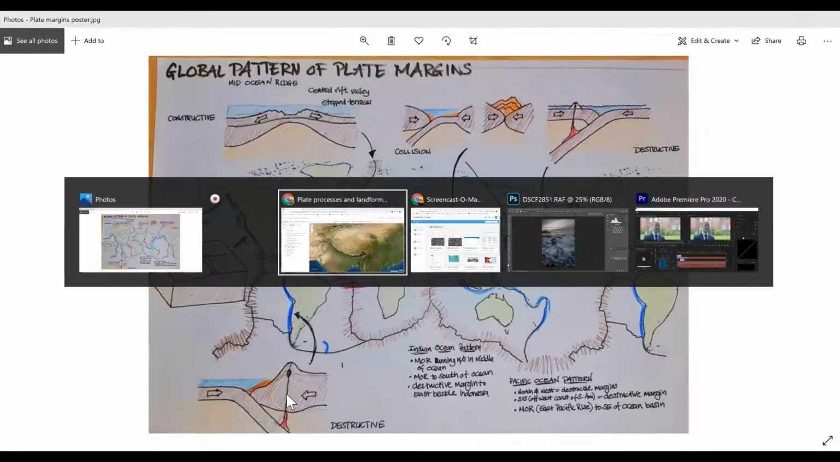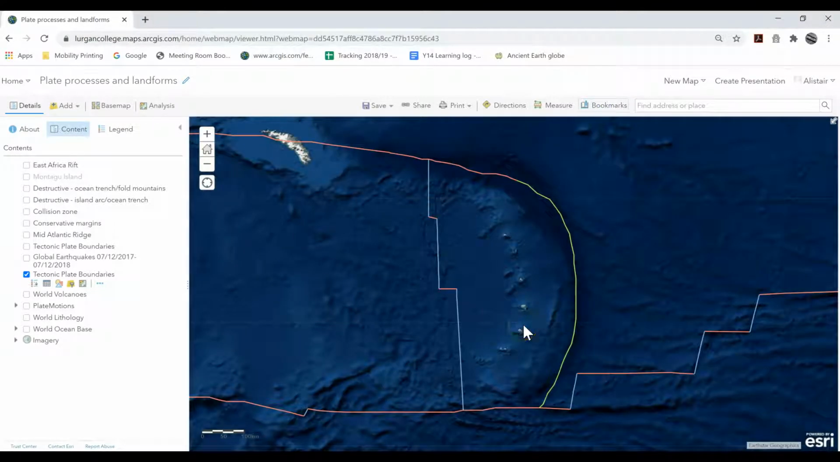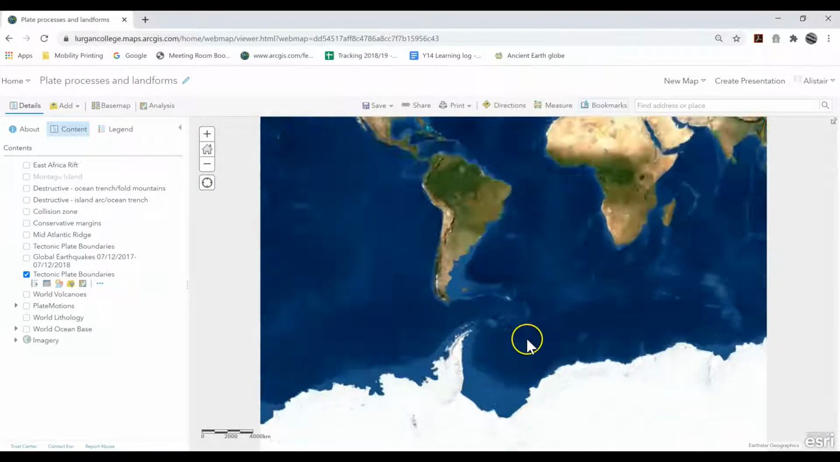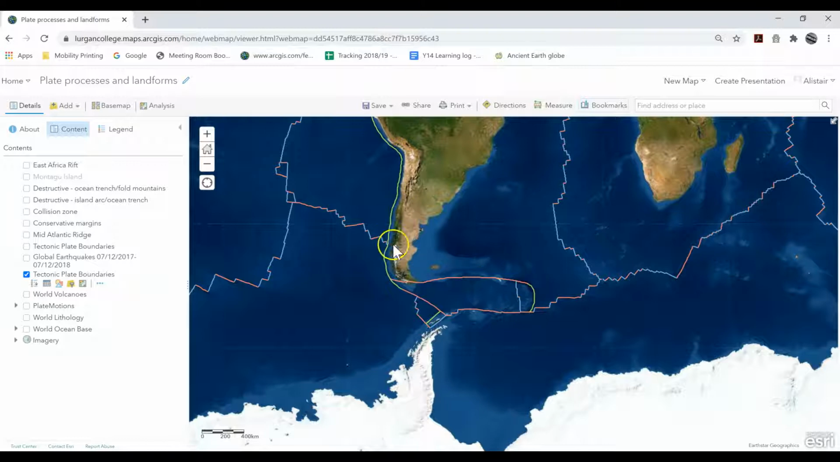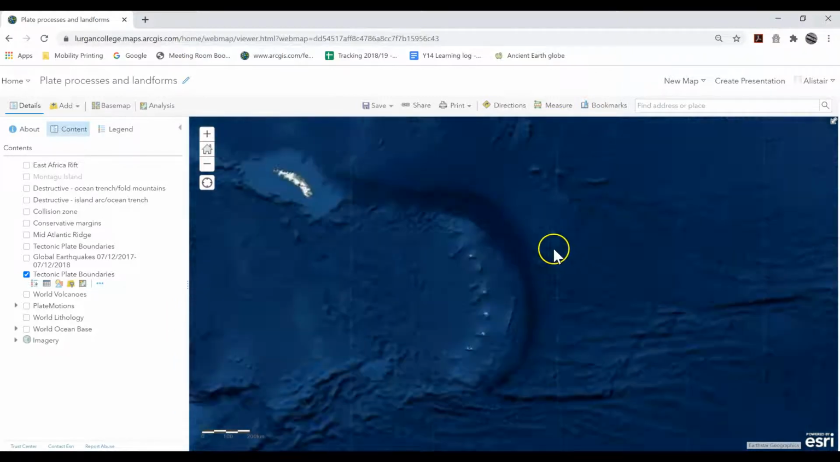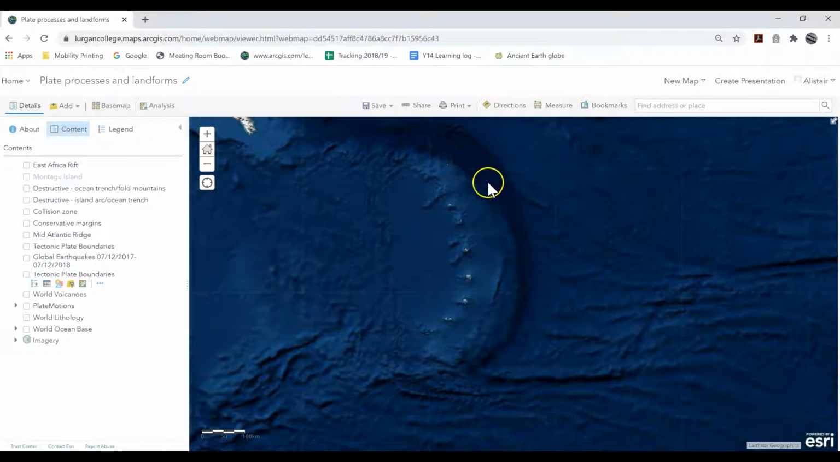Let's go back into the GIS and have a look. The next bookmark is going to take us then to Ocean Trench Island Arc. Now we'll come all the way down here to the South Pacific and zoom out to see where we're at here. There is South America, there is Southern Africa, and we're in this little set of islands here known gloriously as the South Sandwich Islands. Now let me turn this off to see what patterns we've got.